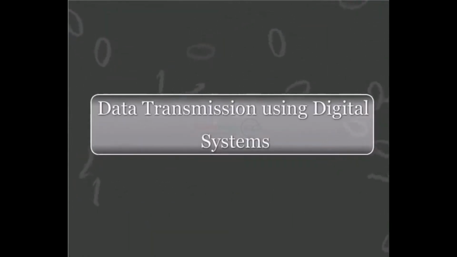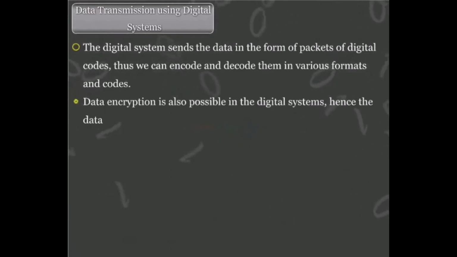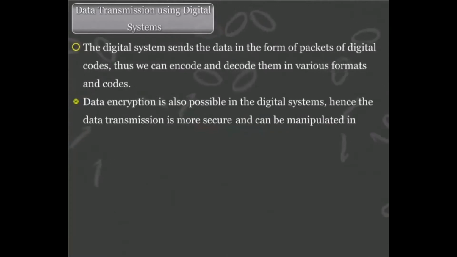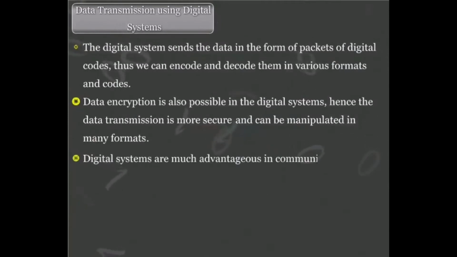Data transmission using digital systems. The digital system sends the data in the form of packets of digital codes. Thus, we can encode and decode them in various formats and codes. Data encryption is also possible in digital systems, hence the data transmission is more secure and can be manipulated in many formats. Digital systems are much more advantageous in communications.